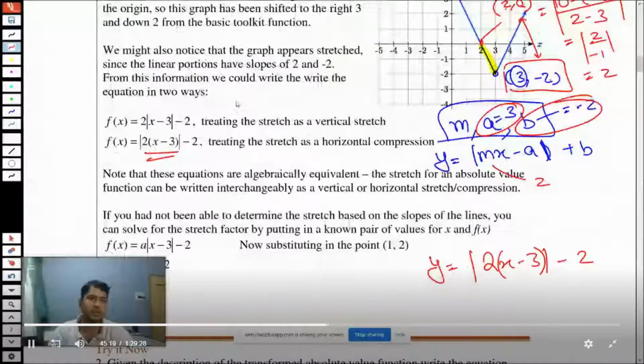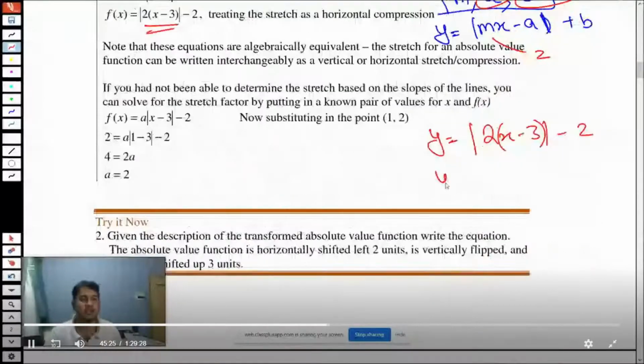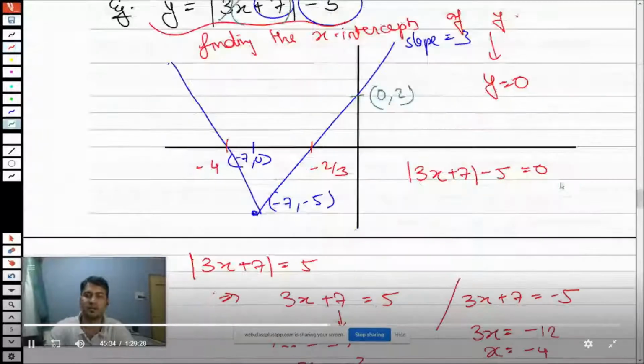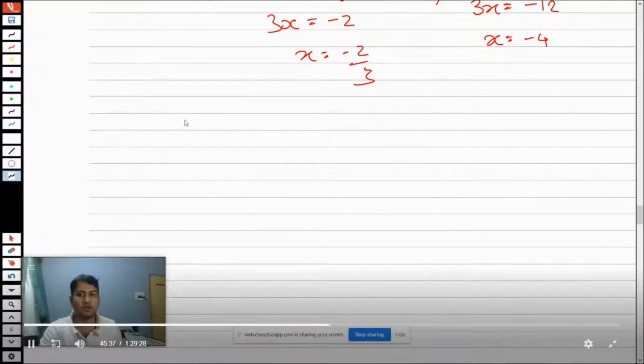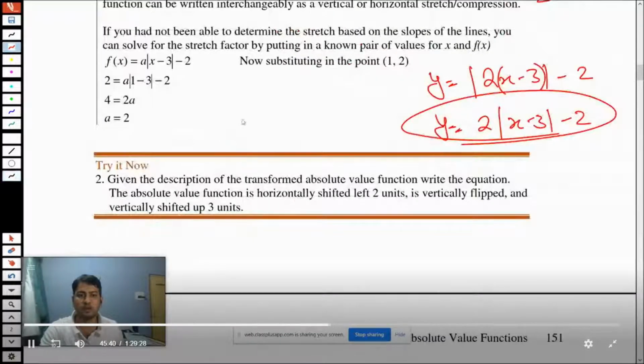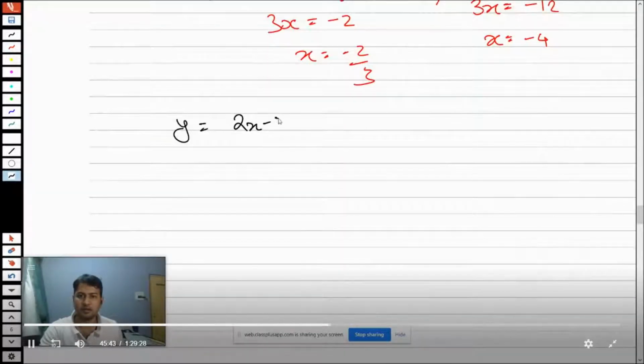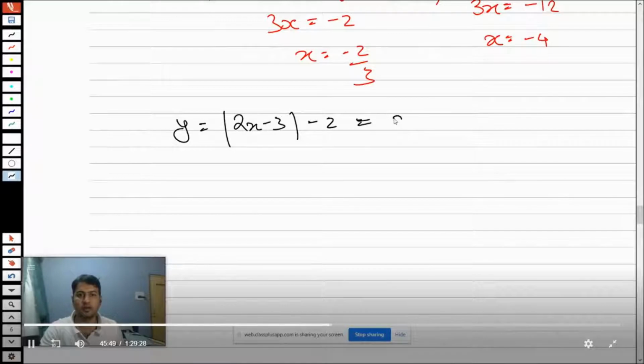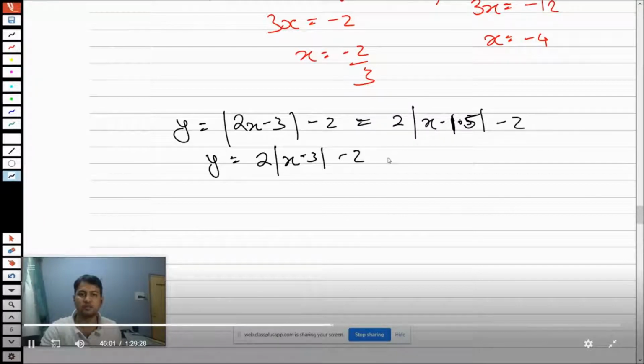So the slope m gets multiplied with everything inside the modulus. So you can even write this as y equals twice mod x minus 3, minus 2. So this is also a valid way to write it. Okay. So here's the difference. Just to clarify the mistake that I made, y equals mod of 2x minus 3 minus 2 is basically twice mod of x minus 1.5, minus 2. So this would be just 1.5 units to the right. Whereas y equals twice mod x minus 3 minus 2 would be 3 units to the right.